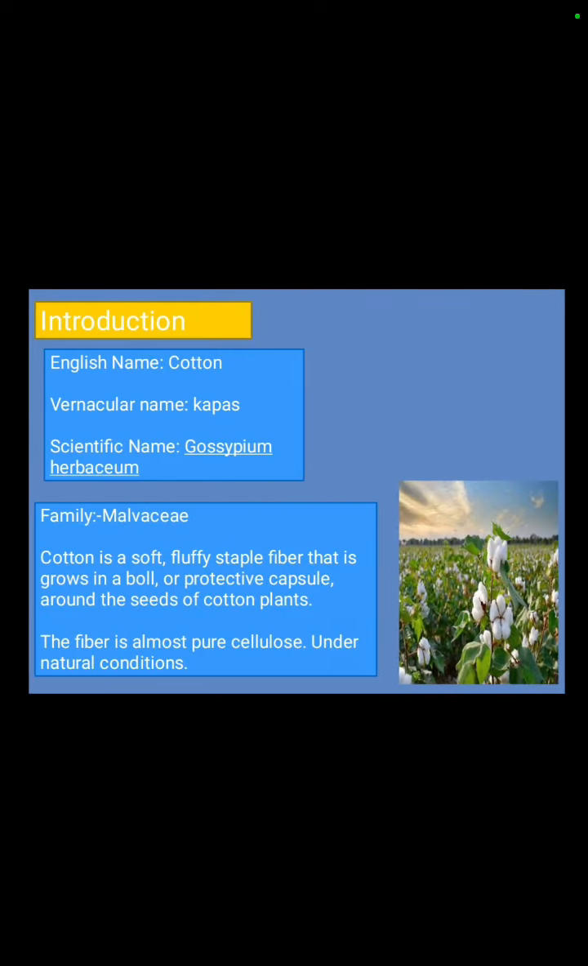Here is the general introduction of cotton. English name: cotton; vernacular name: kapas; scientific name: Gossypium herbaceum. Cotton belongs to the family Malvaceae. Cotton is a soft, fluffy, staple fiber that is grown in a ball or protected capsule around the seed of cotton plants. The fiber is almost pure cellulose under natural conditions.